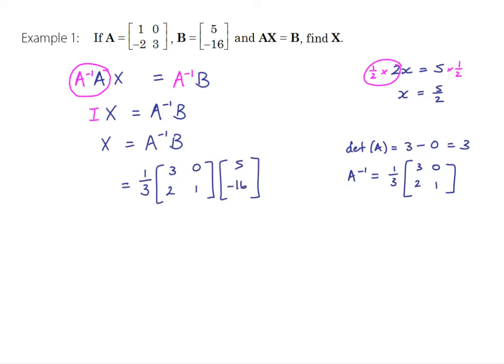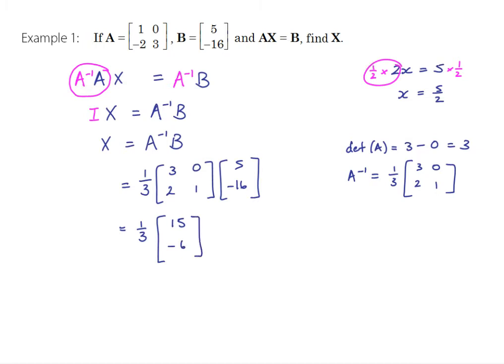Okay, so we've got inverse of A times B. I'm just going to leave that 1/3 while I do the matrix multiplication and I'll put it in at the end. Okay, so we've got 2 by 2 times 2 by 1, so we're going to get 2 by 1. 3 times 5 plus 0 times 16. 2 times 5 is 10 plus 1 times -16. So 10 plus -16 is -6.